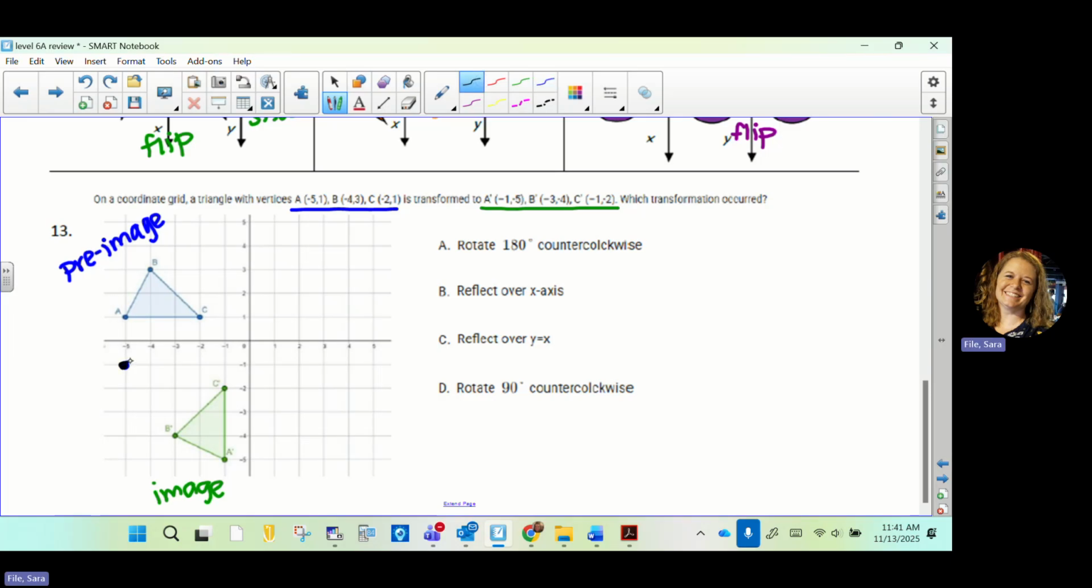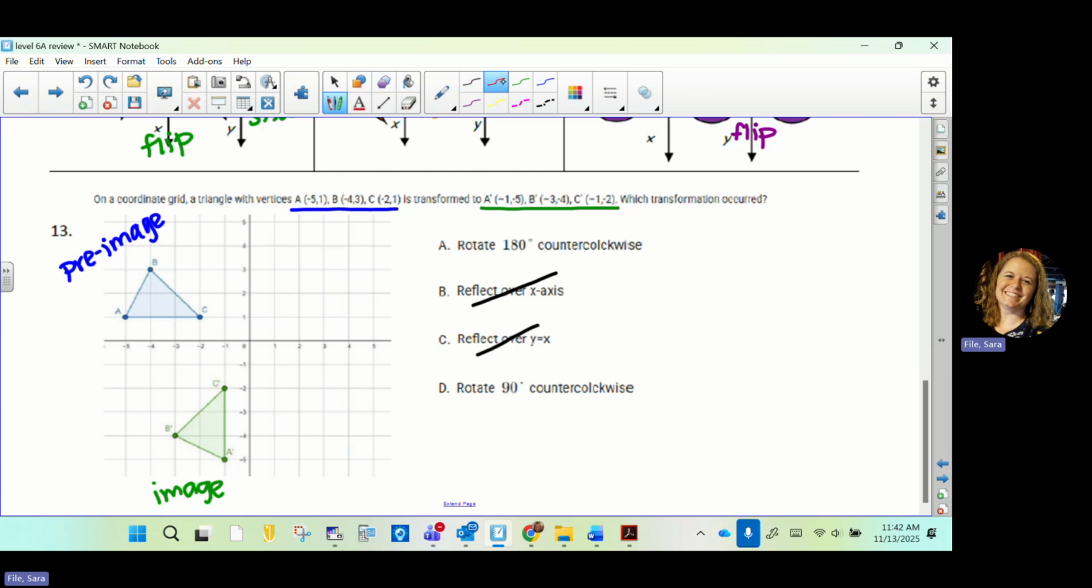If I flipped it over the y, I'm right now 5 units from the y-axis, so I go 5 units over here. That would be flipping over the y. So it's not a reflection over the x or y axis. You can eliminate those. We know it's a rotation. You just have to determine the degrees. So how far is it rotated and in what direction?